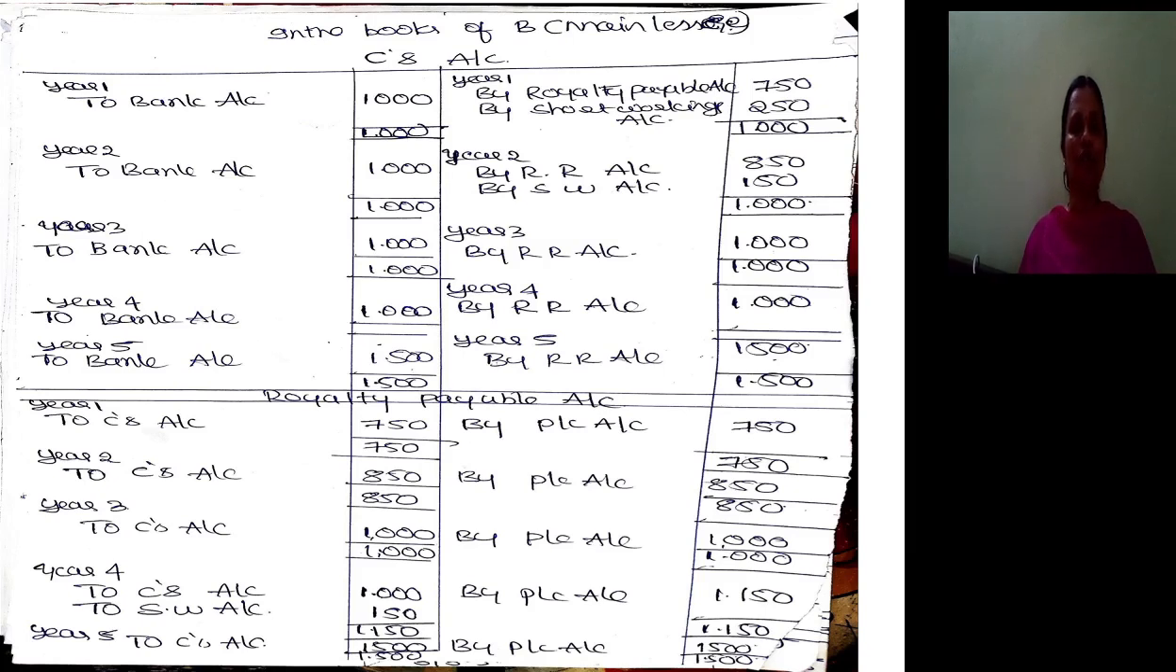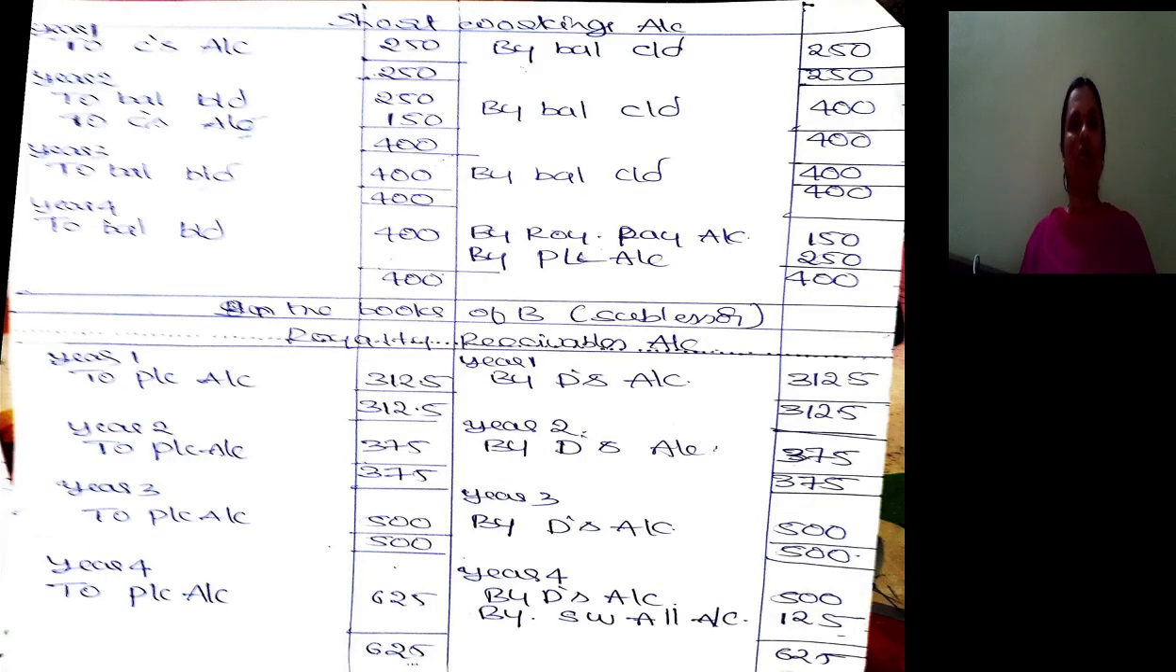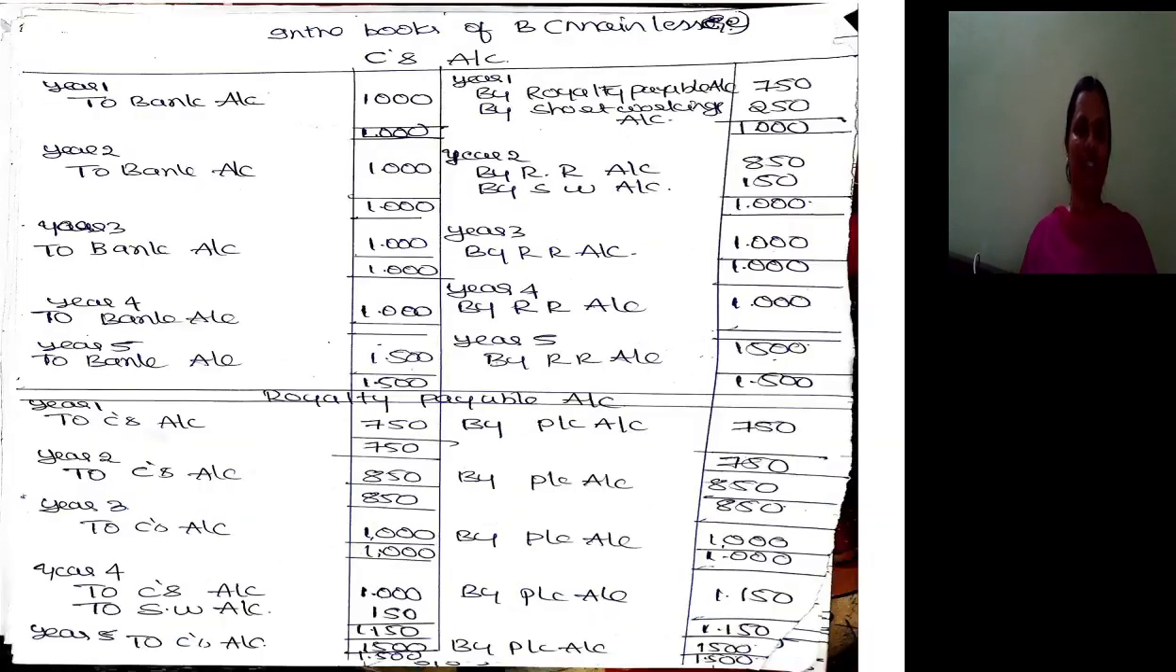Royalty payable account should be closed by transferring it to profit and loss account. Journal entry: profit and loss account debit to royalty payable account. As far as short working is concerned, there is a 4 year period to recover, from the beginning till the end of 4 years. So the balance in short working is carried forward to the next year. In the second year, we have to reopen the short working account with an opening balance of 250. This is about the first year.